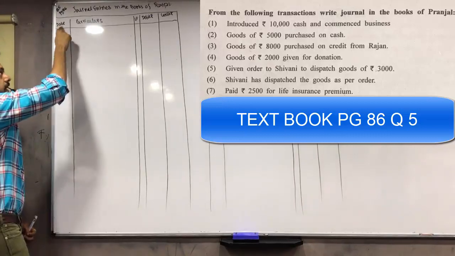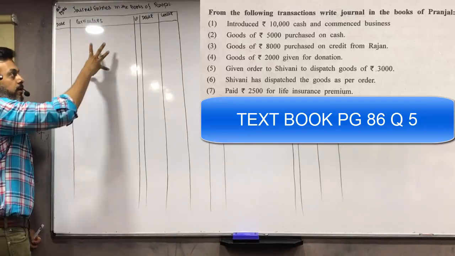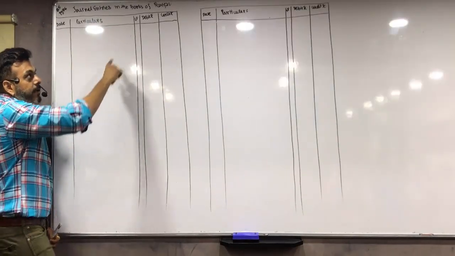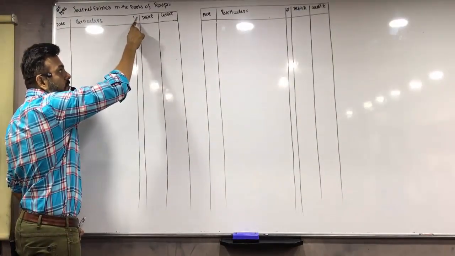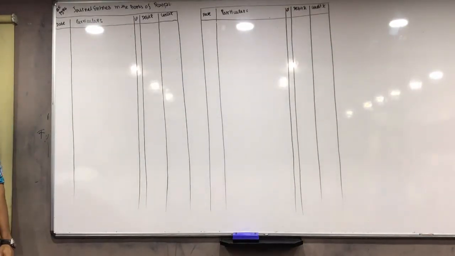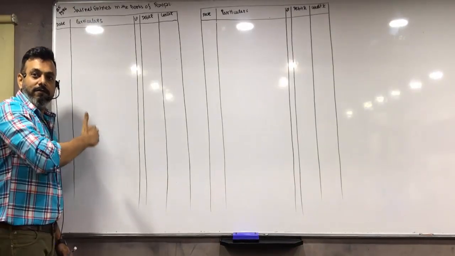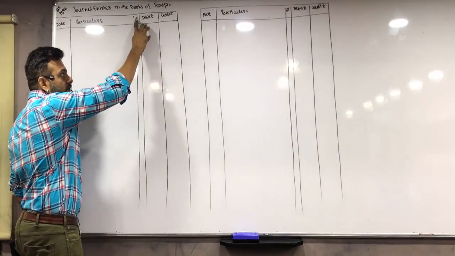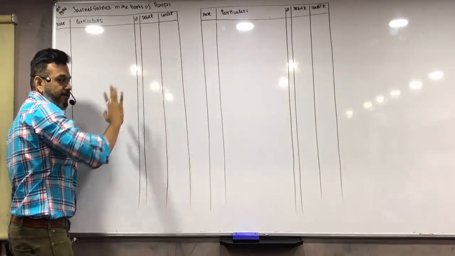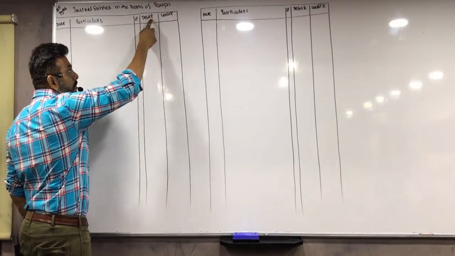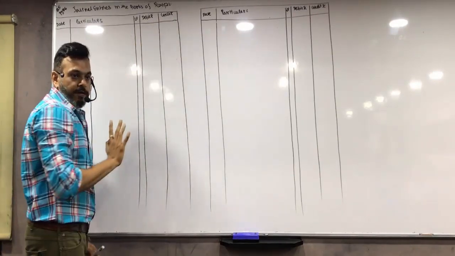Date we write over here. Particulars will be the actual entry you will be passing. LF. Right now we don't have to do anything. LF stands for ledger folio. Its importance you will know when we go for ledger posting. So for now, you just write LF, leave it blank, nothing is to be done. Then debit rupees and credit rupees.